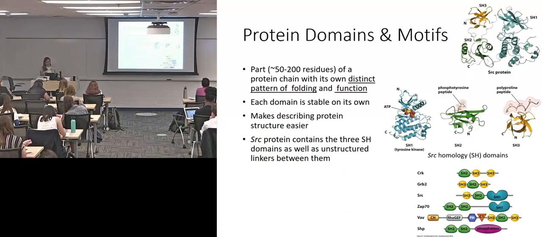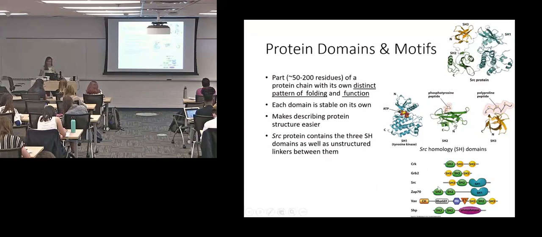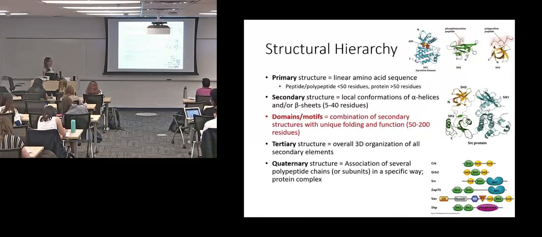So a domain or a motif is a part of a protein chain that has its own distinct pattern of folding and its own distinct function. Domains will be stable on their own. It makes describing protein structures easier. And the Src protein contains the 3 SH domains, as well as the unstructured linkers between them. Again, this is a repeat slide. I called it 2.5 because this is where it fits in our overall list of structure.